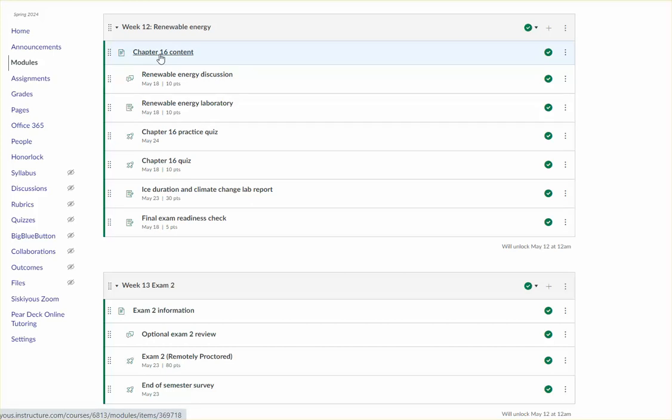This week, we'll be studying the content of Chapter 16, which is about renewable energy. The content page includes some learning objectives, some terms to know, and then some resources to help bring to life some of the content from Chapter 16.